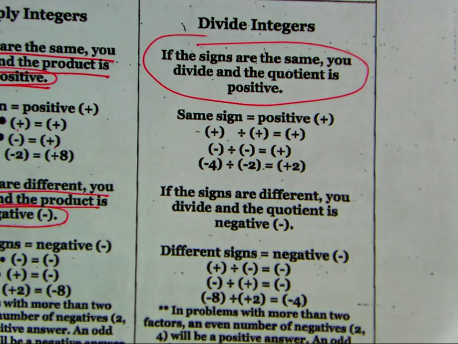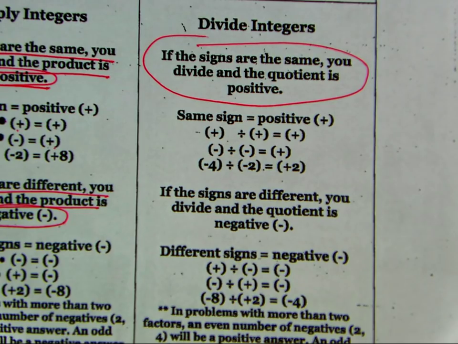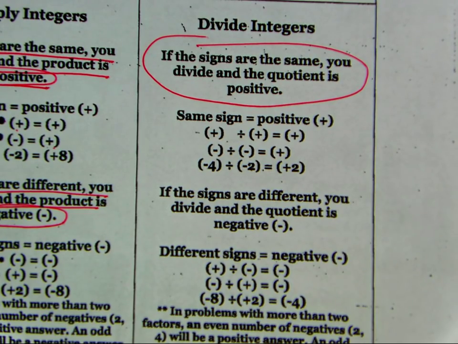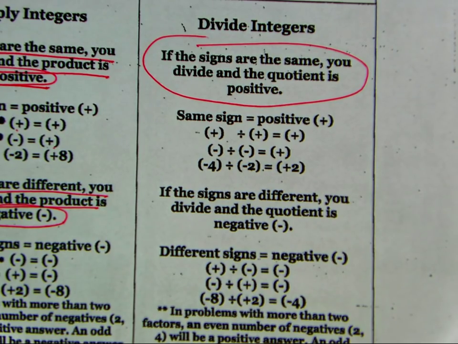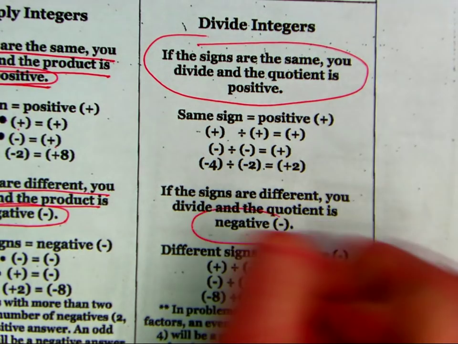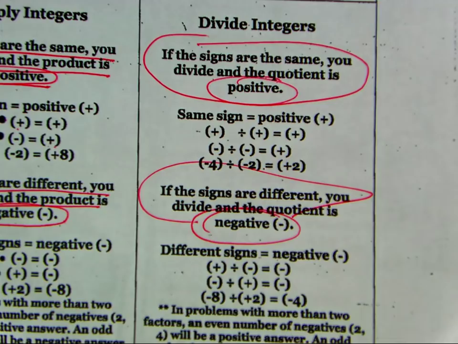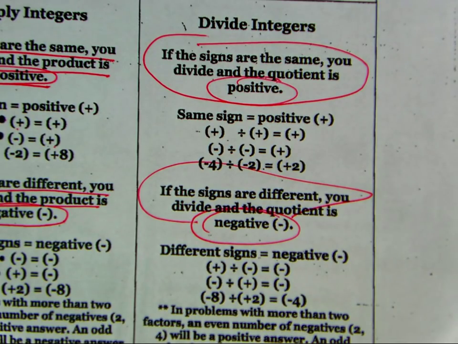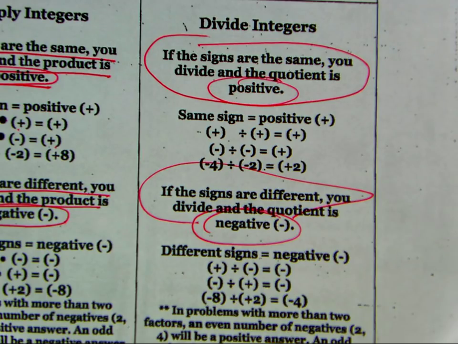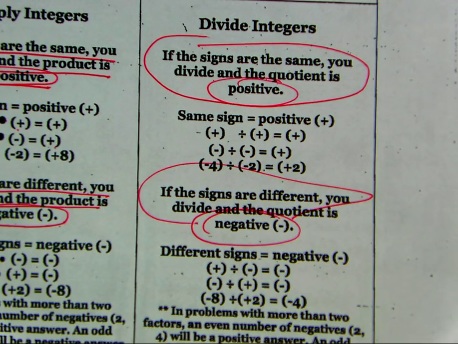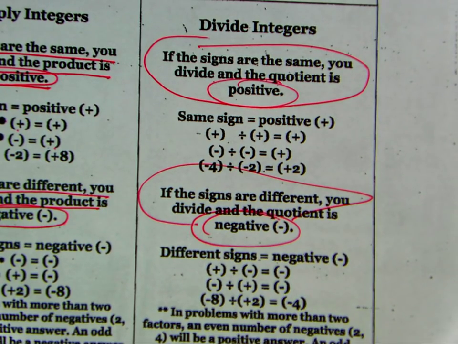So negative 4 divided by negative 2 would be positive 2. Negative 12 divided by negative 6 would be what? Positive 2. Good. But if the signs are different, you divide and the quotient would be a negative. Okay? So a positive divided by a negative is a negative. A negative divided by a positive is a negative. So negative 8 divided by positive 2 would be what, class? Don't be ashamed, you got it. Negative 4? Negative 4, right. A positive divided by a negative always equals a negative.